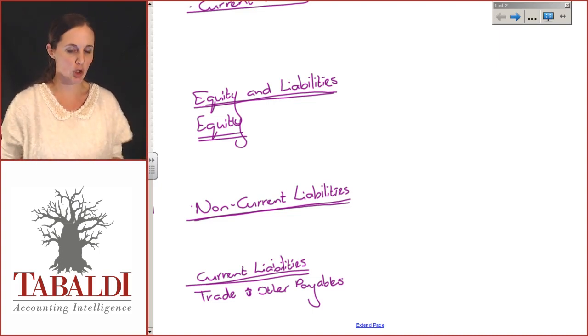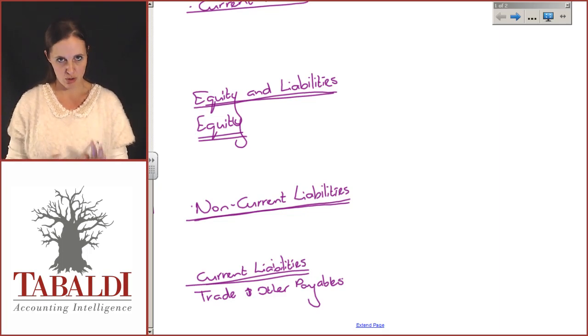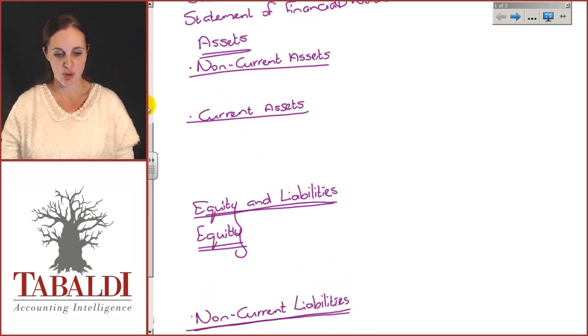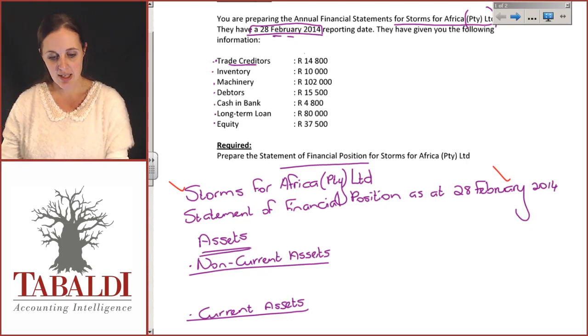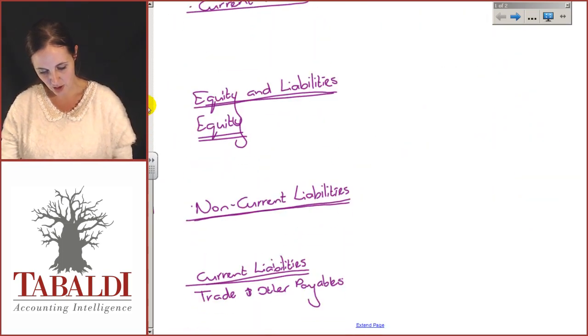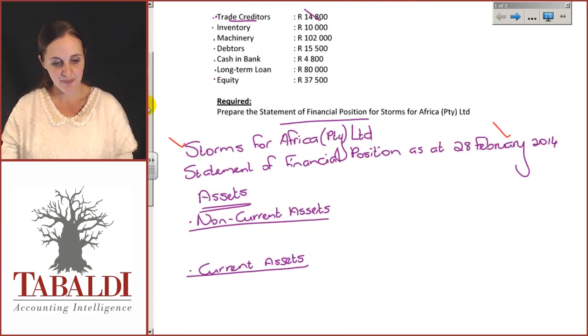I could just say it's people I owe money to. IFRS talks about these as trade and other payables. So we make sure that we always use the proper framework and we always use the proper terminology because you're not going to get marks if you don't. So even though they told me in the question that it's trade creditors, I need to make sure that when I report on it properly, I say trade and other payables. 14,800, and once I fill that in, I can cross that out. So I've got 14,800 over there.